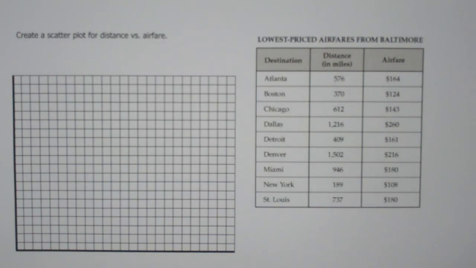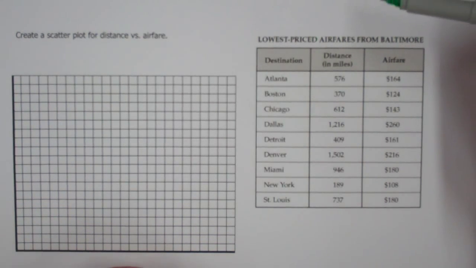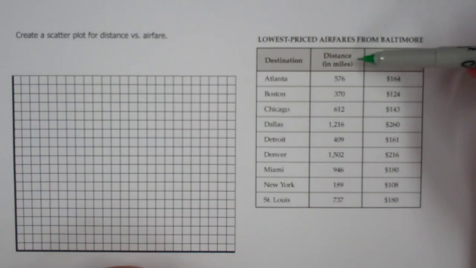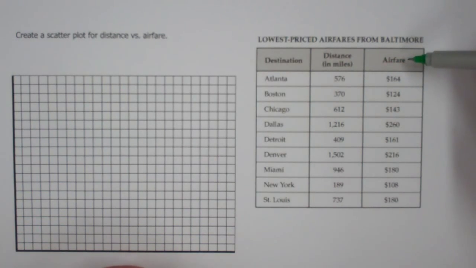In this example, we're going to be creating a scatter plot for distance versus airfare. One of the very first things we need to do is figure out what's going to go on the x-axis, what's going to go on the y-axis. The x-axis is the independent variable, and the y-axis will be the dependent variable. What I like to do is look at my units or look at what x and y are going to represent and try to figure out which one depends on the other.